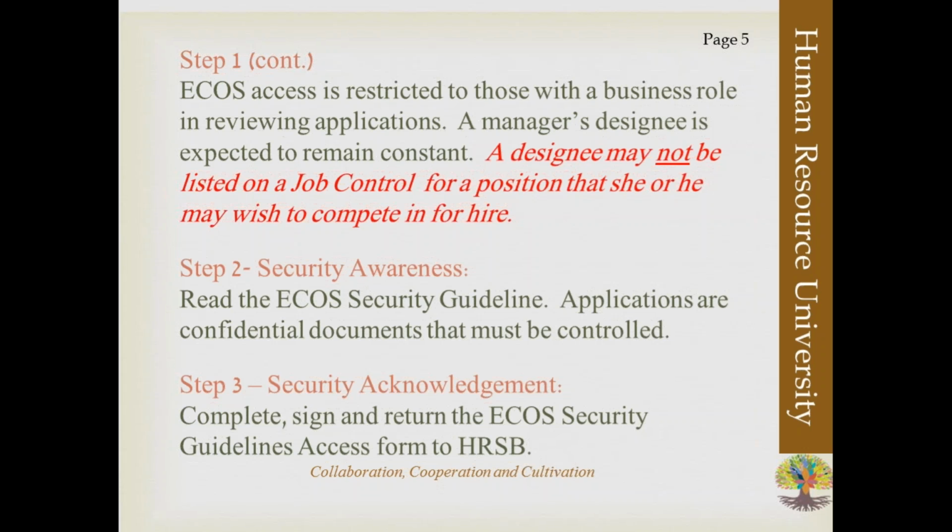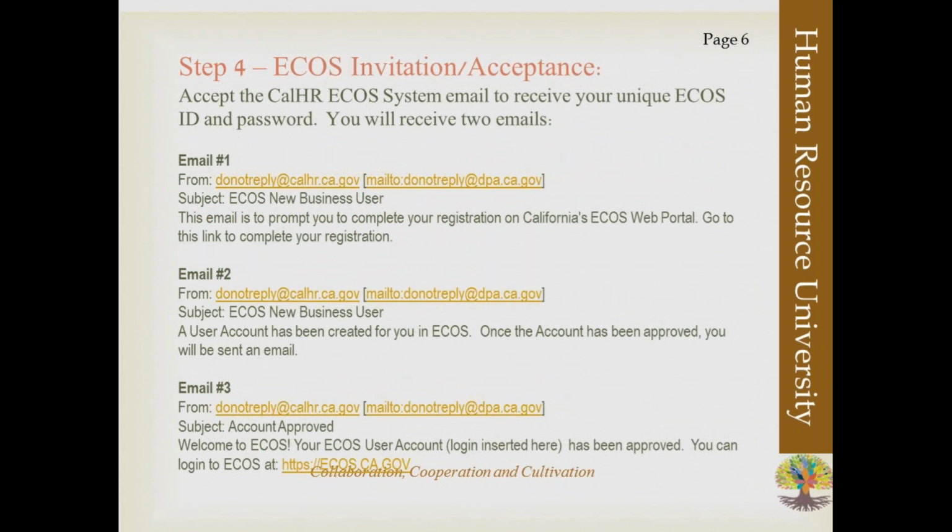Security awareness. Before we'll allow access into ECOS, you have to read a very brief 4-page form talking about how you're going to access the system and how you're going to treat the data, and sign the access form. When you sign that access form, you're going to send it to the Exam and Certifications unit for processing. When that happens, we're going to take that access form and go into ECOS as the system administrators and tell ECOS we want to go and handshake with Janine. Here's a new ECOS user, and you'll get this first email. And the first email just says, you're being prompted to complete this online form.